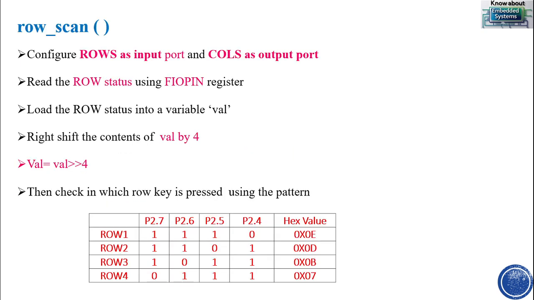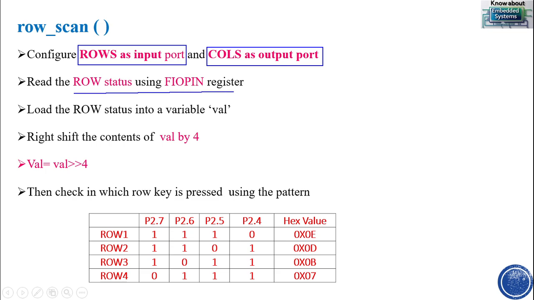Now how to perform the row scan? To perform the row scan, there are again 4 to 5 steps we have to follow. First, configure rows as an input port. Whichever scan you are doing, those ports you have to make as an input port. I am performing row scan, so I want to make rows an input port and columns an output port. This is the first step.